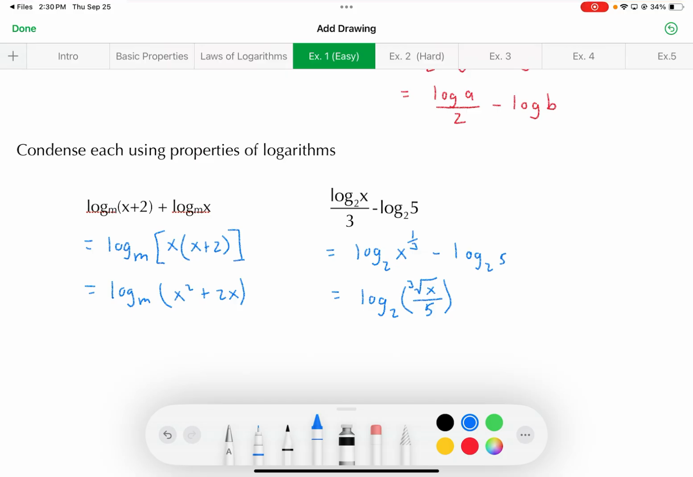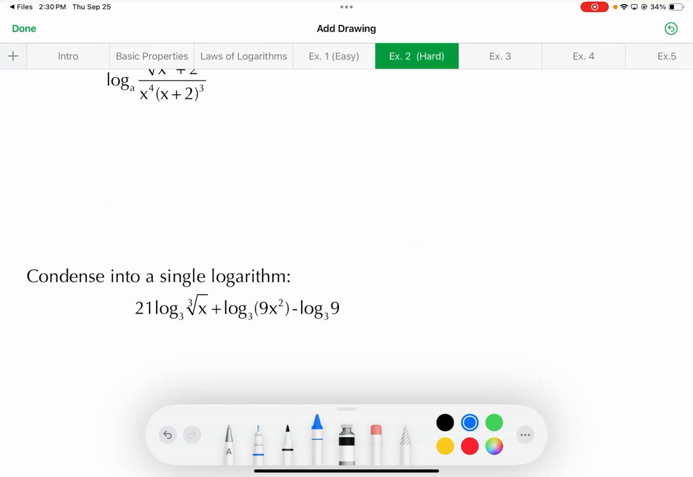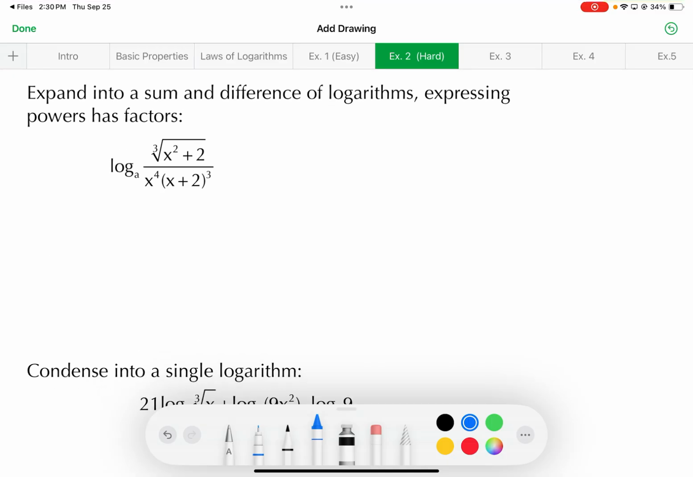All right, so again, those are more of what I consider the easy variety. So now let's go to some harder ones with just more steps. All right, expand into a sum and difference of logs, expressing powers as factors. So when we say express powers as factors, factors are multiplying each other, right? So this just means use the power property, okay?